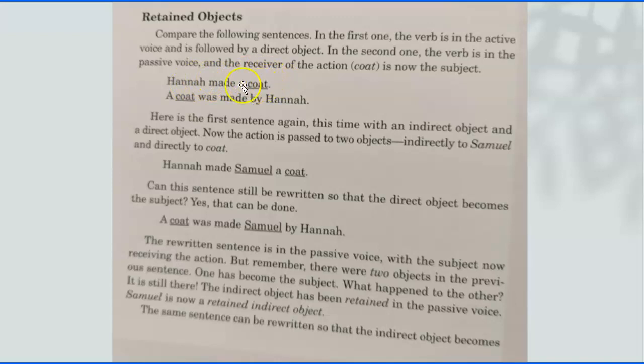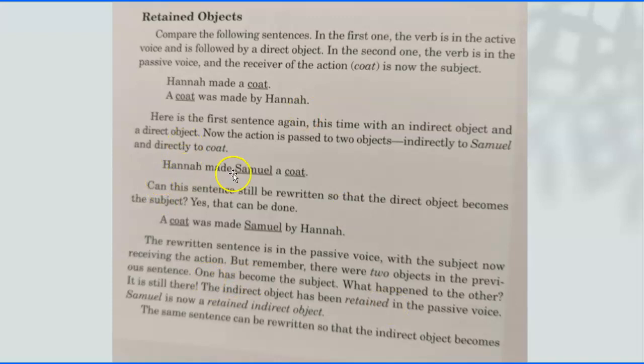We've got a direct object. Hannah made what? A coat. Now, if I was going to change that to passive, I would change it to a coat was made by Hannah. And this has the direct object. So there's the maker. I'm sorry, not a direct object. The maker is in the prepositional phrase. Okay, here we go again.